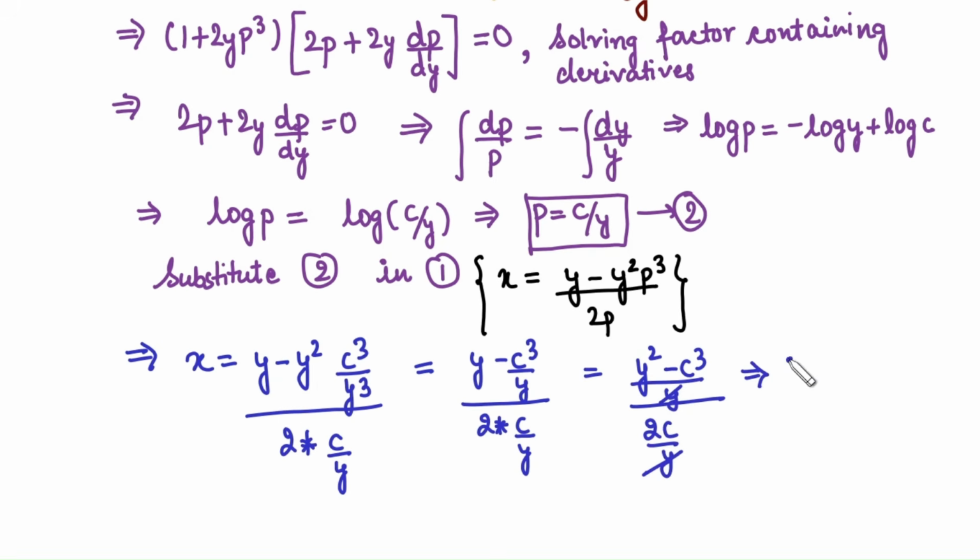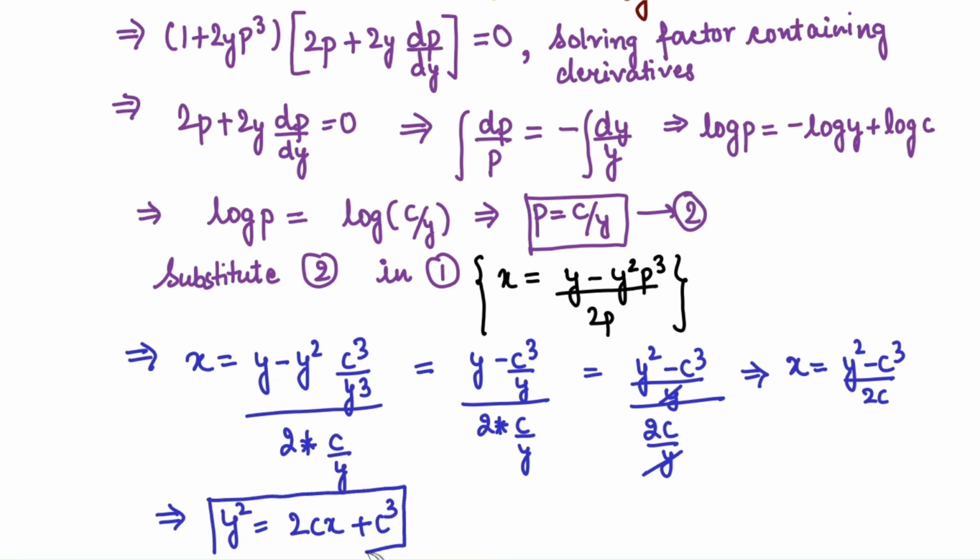So this implies the value of x is equal to (y² − c³)/2c. Find the value of y² from here. So y² is equal to 2c(x + c³). Now we are getting the value of y in terms of x and the constant, which is the general solution of the given differential equation.